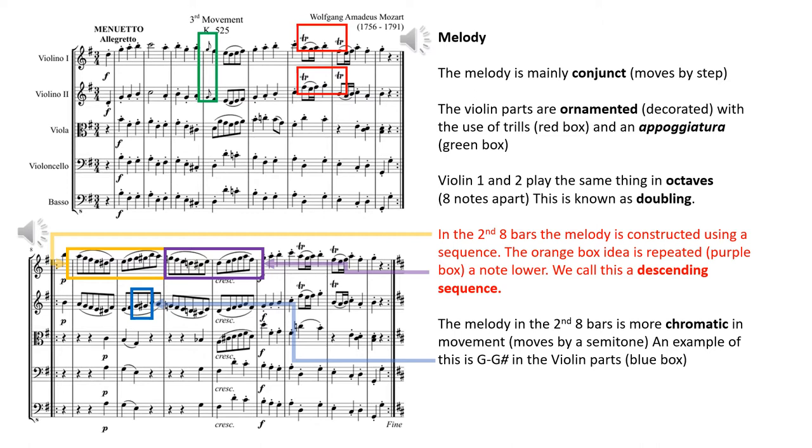Let's have a listen to the first 8 bars of the minuet. Listen out for the appoggiatura and the trills. Here comes the appoggiatura. Trills. Now have a listen on your own and see if you can point them out.